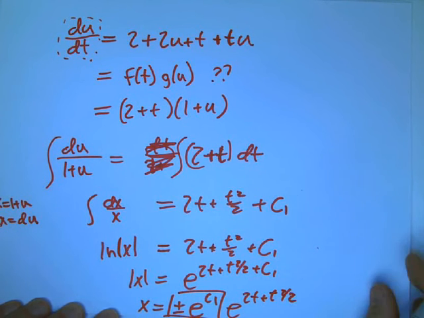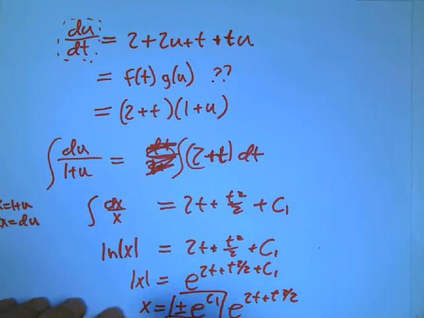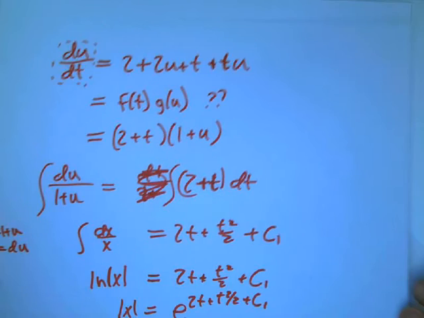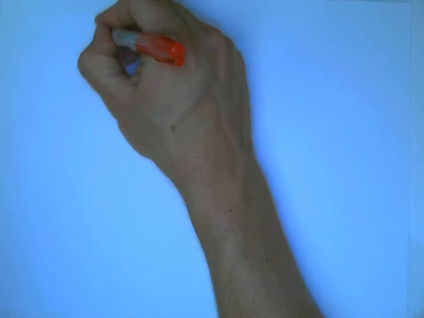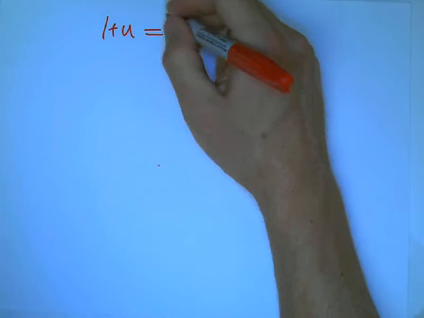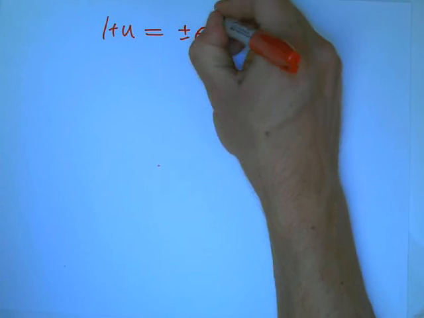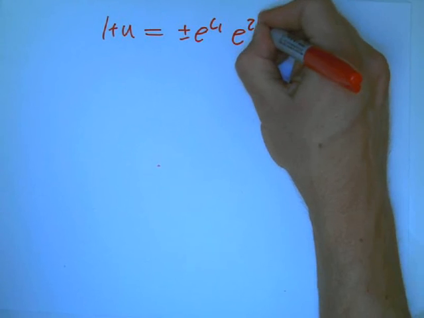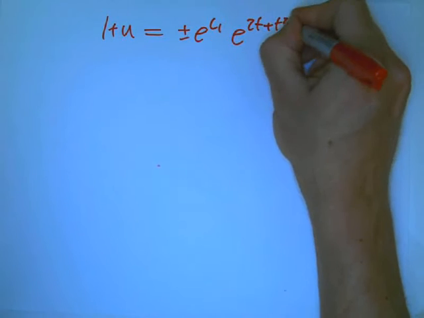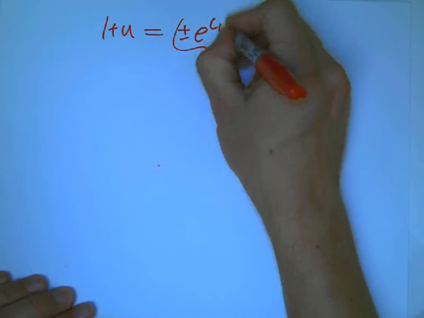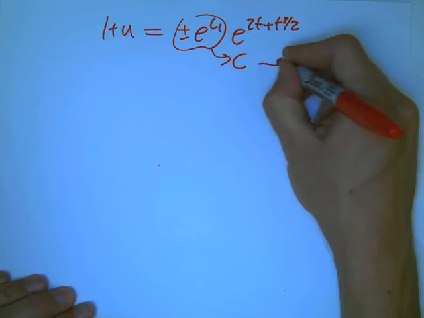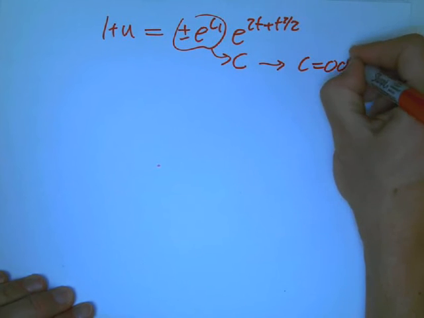And then x, we need to change that back to 1 plus u. So 1 plus u equals plus or minus e to the c1 e to the 2t plus t squared over 2. And this thing, I just package up as a c. Oh, wait a minute. Can c equal 0? Is that okay? C equals 0. Is that okay? That's what I'm trying to say there.